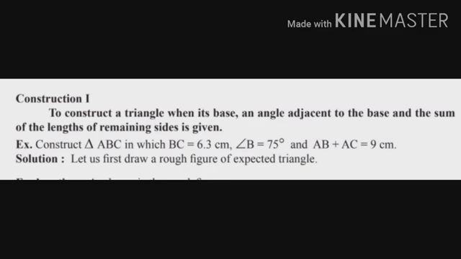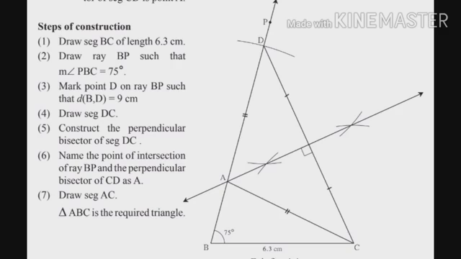Okay, so first of all, before starting the construction, try to draw the rough figure. Rough figure is compulsory. Now, steps of construction of this triangle. The first step, draw BC, that means the base BC of length 6.3 as given to you. This is the first step.